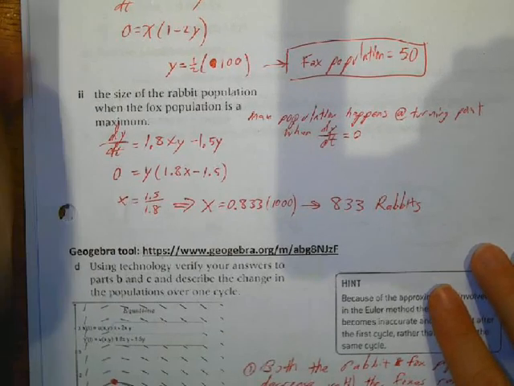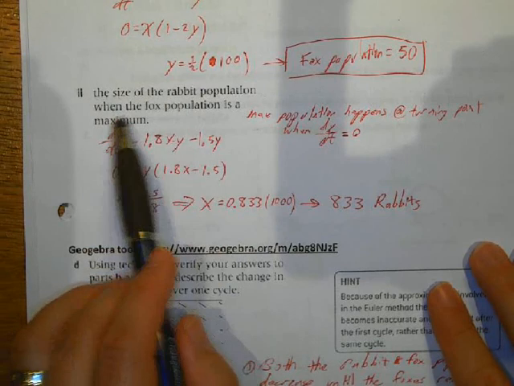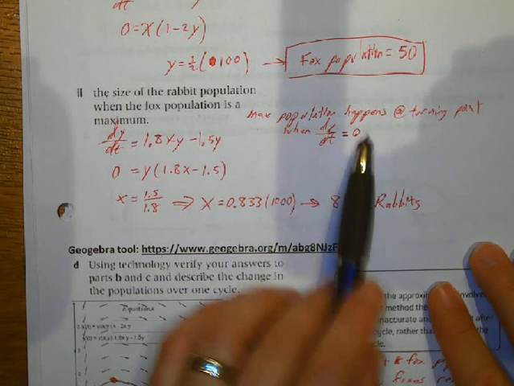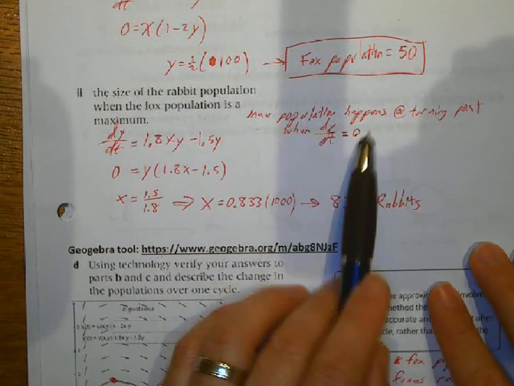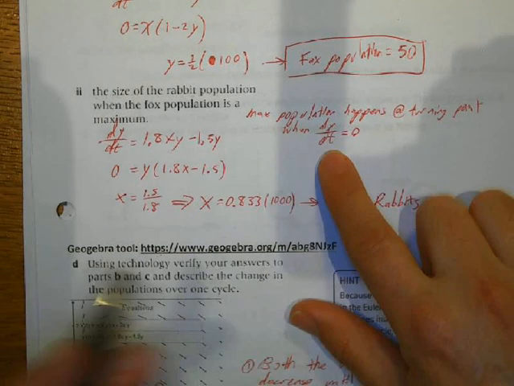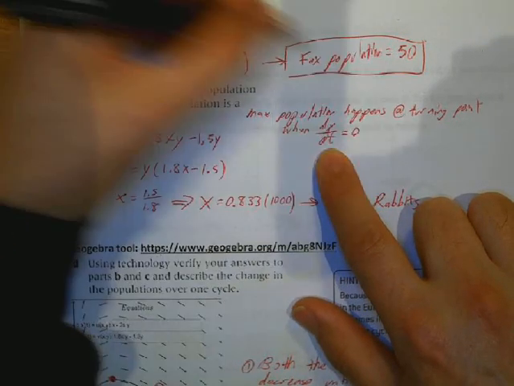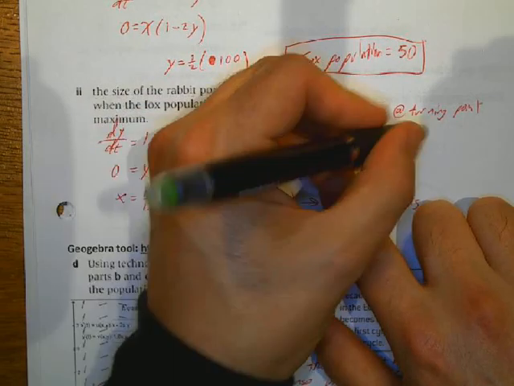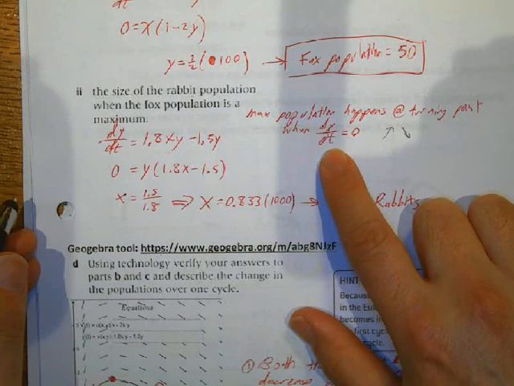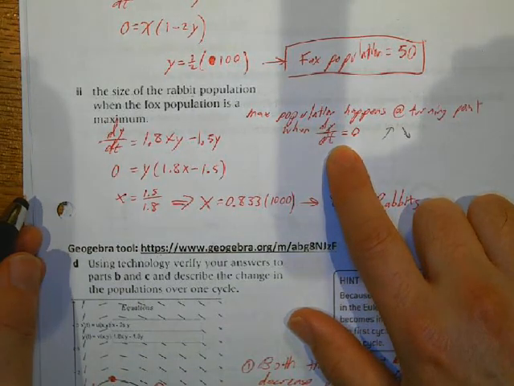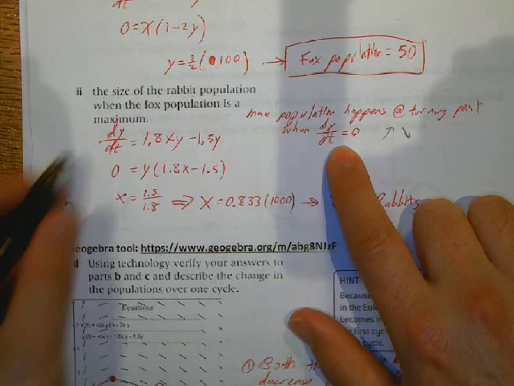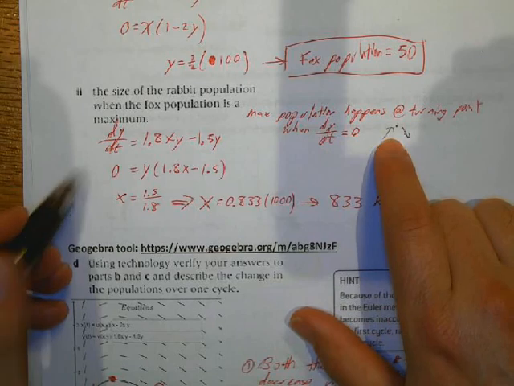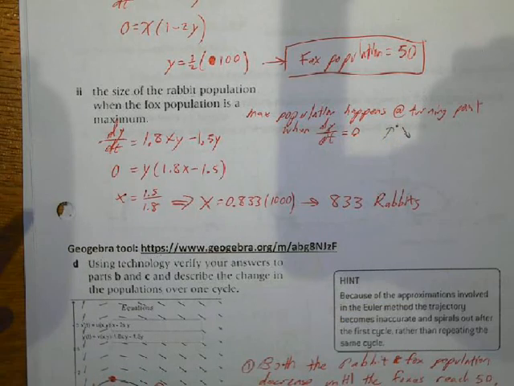Okay, the size of the rabbit population when the fox population is at maximum. So the fox population is at a maximum when dy/dt is equal to 0. Once again, if dy/dt is positive, that means we're getting more and more foxes. If dy/dt is negative, then we have fewer and fewer foxes. So when the derivative is 0, that's when we're going to have our maximum fox population.